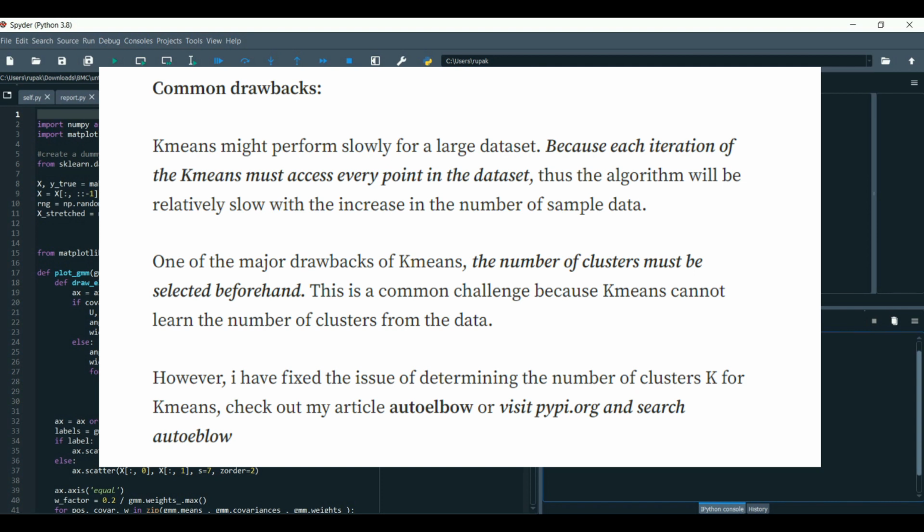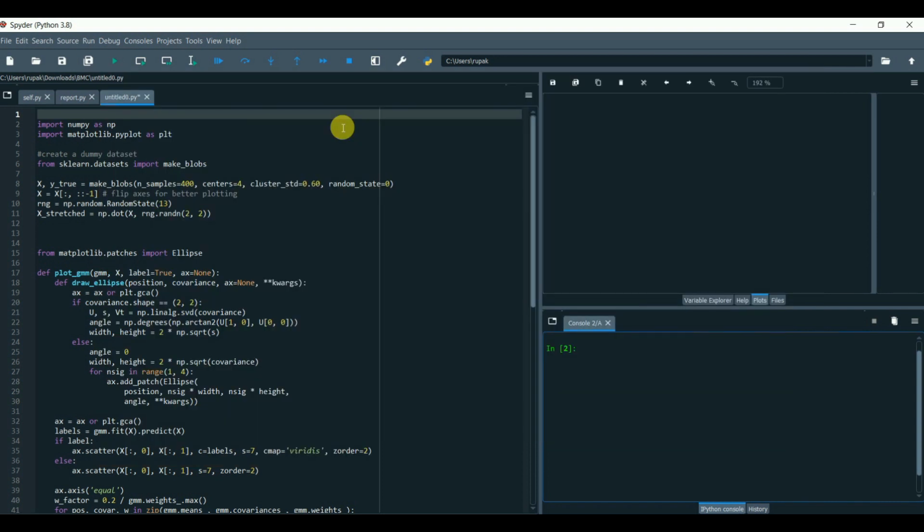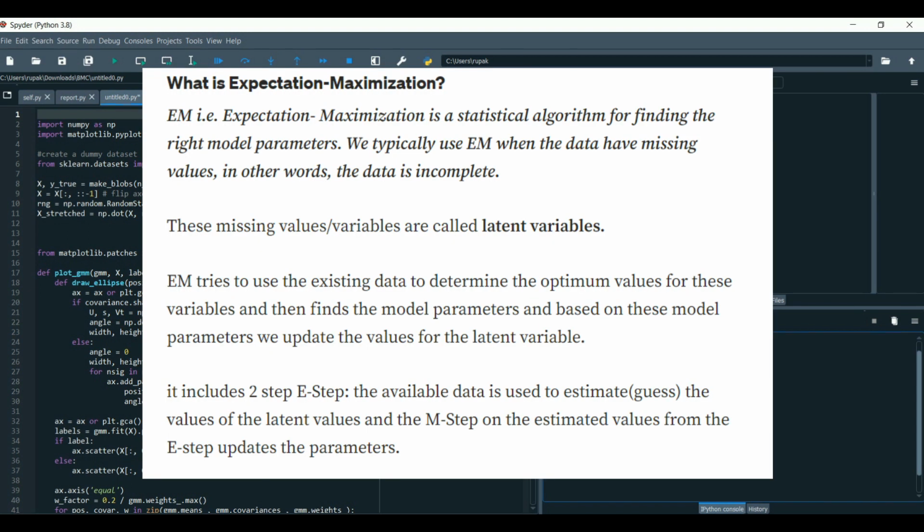Now let's understand the Gaussian mixtures. What is expectation maximization? EM, that is expectation maximization, is a statistical algorithm for finding the right model parameters. We typically use EM when the data have missing values. In other words, the data is incomplete. These missing variables are called latent variables.